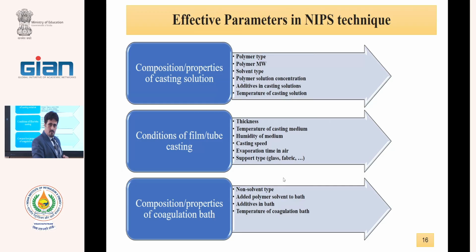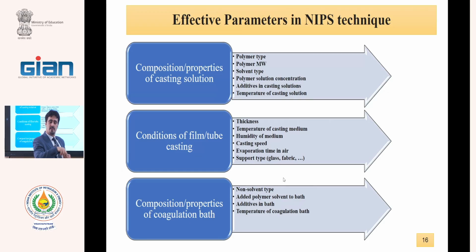Support type, the glass, the plastic, the fabric is also influenced on the membrane flux. Usually, the membranes on the fabric support have higher flux than the glass. When you cast in the glass, flux is 200. When you cast in the non-fabric, 2 times, 3 times, the flux increases.